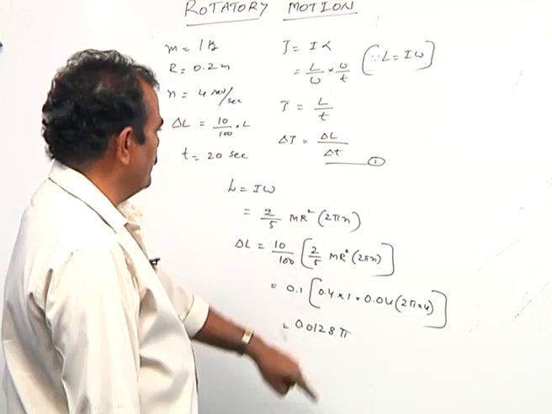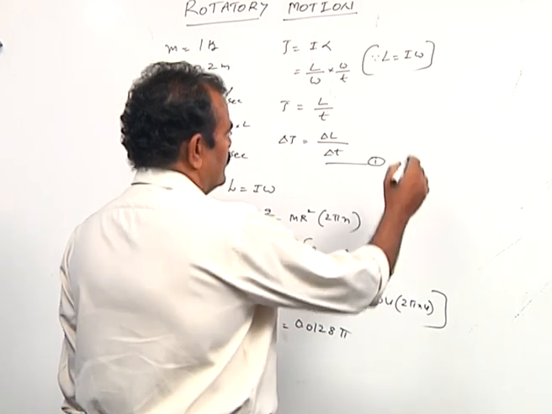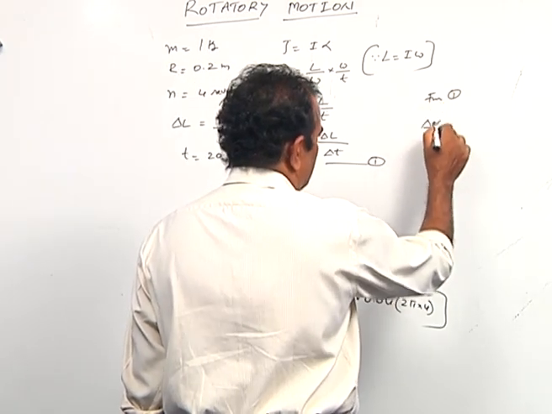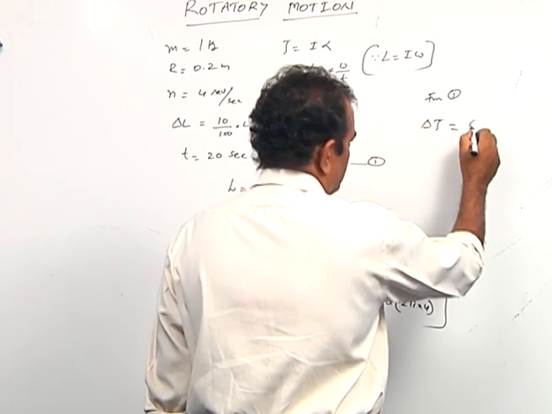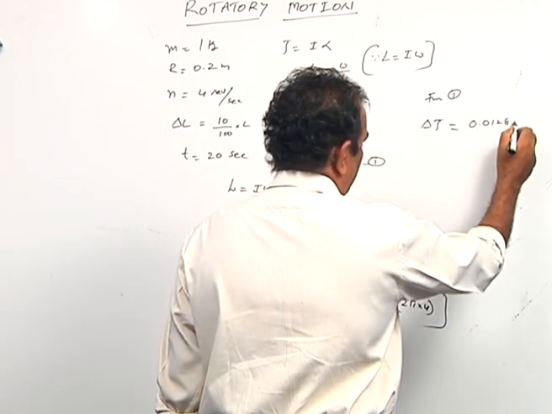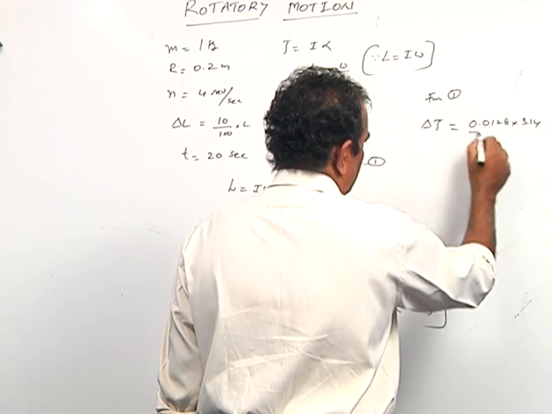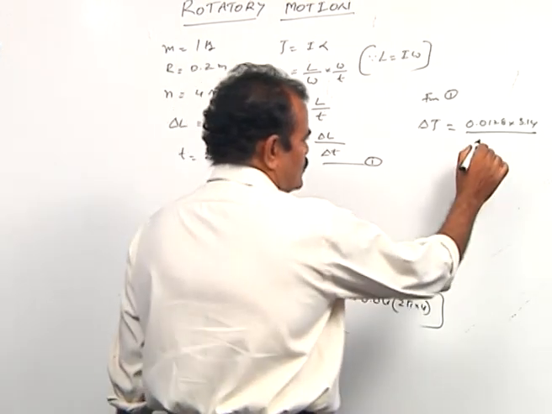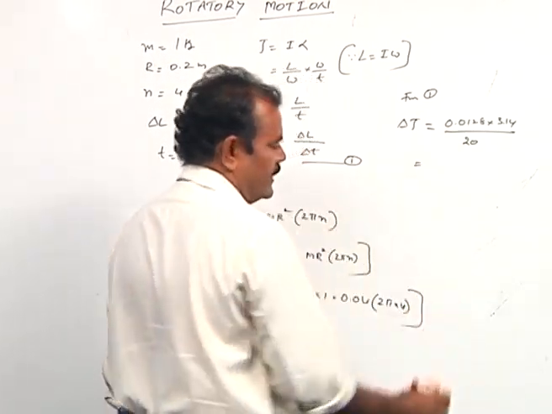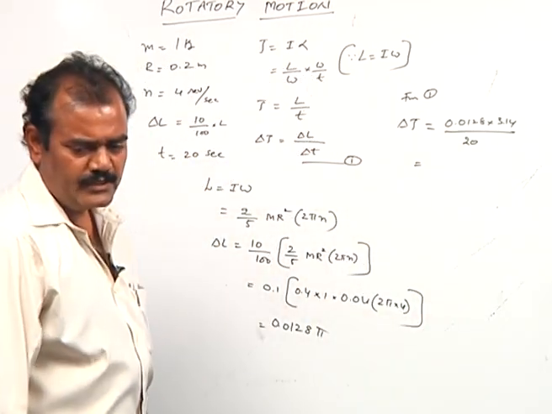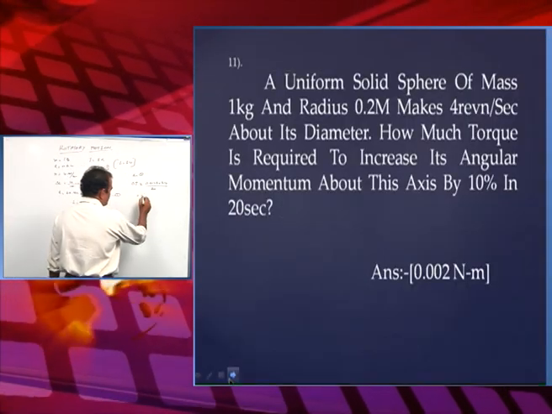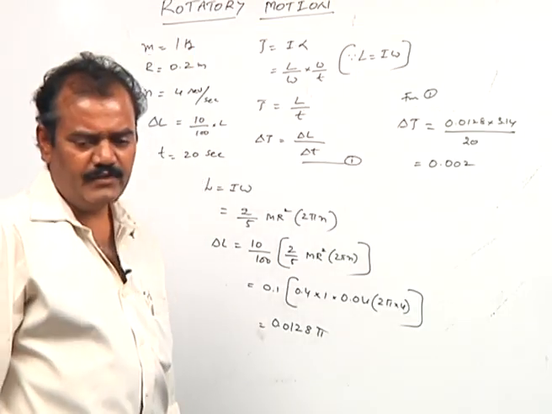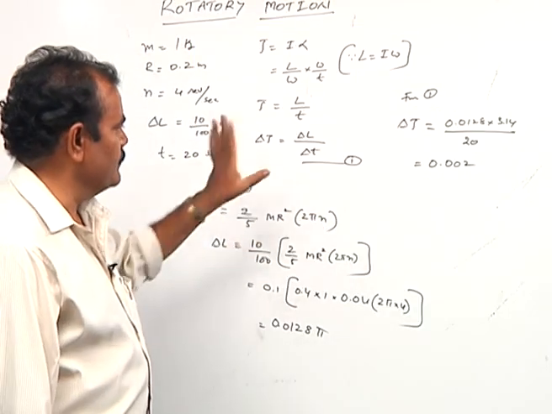And now you have to apply these values here. The torque is equal to 0.0128 pi, with pi as 3.14, divided by delta t, which is 20 seconds. Then you can get the answer, which is 0.002. That's all. That is the torque required to increase the angular momentum by 10%.